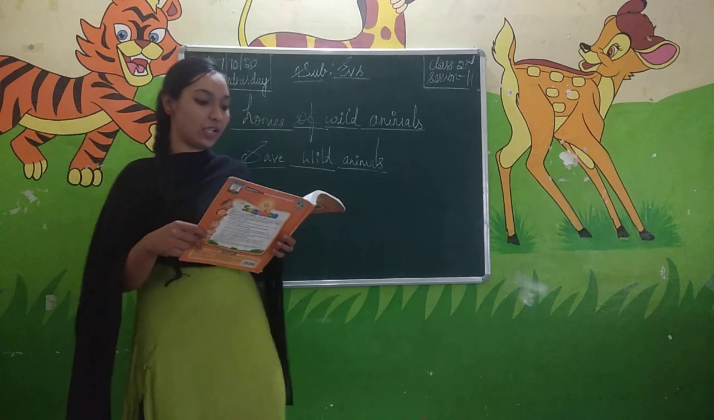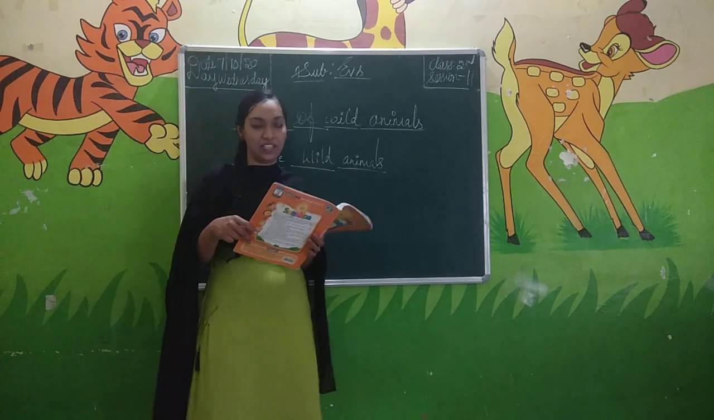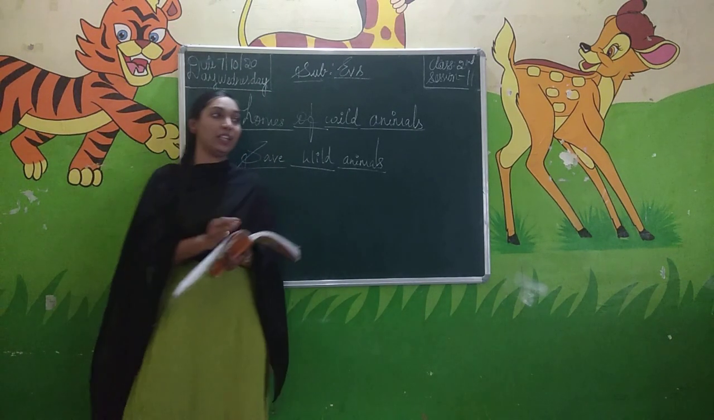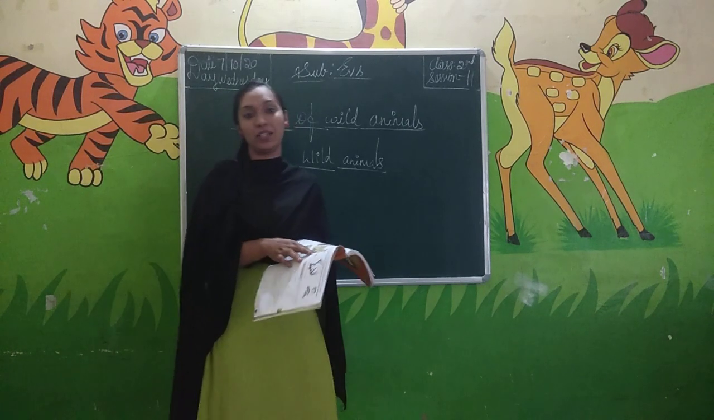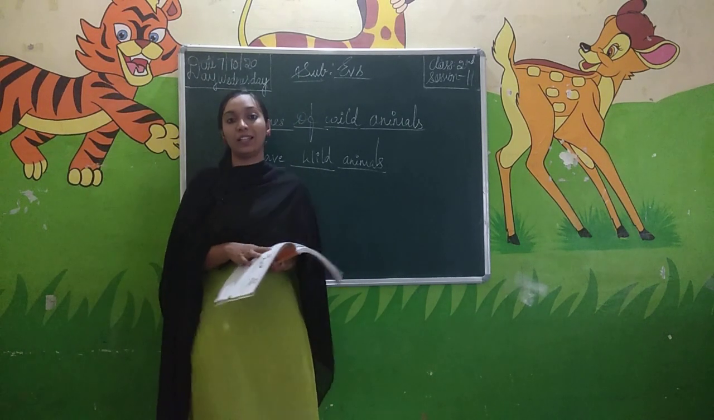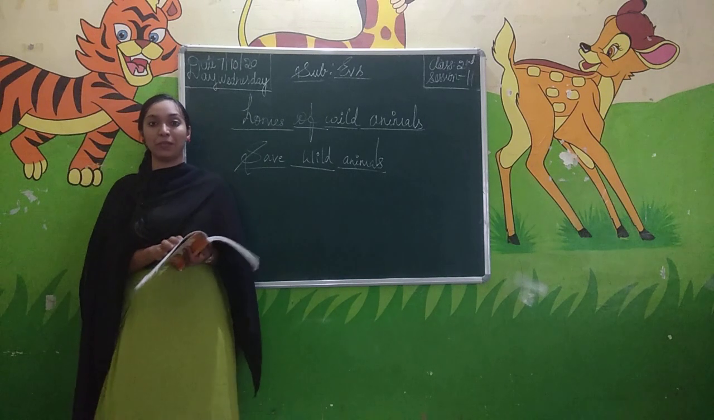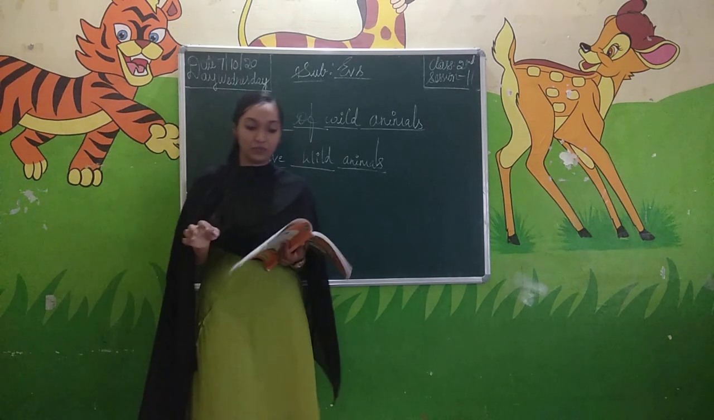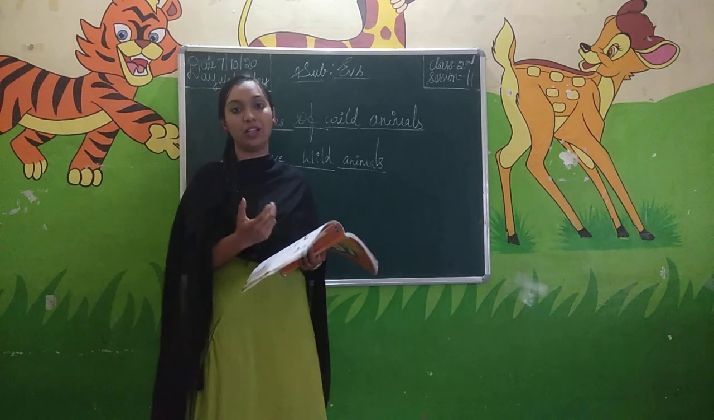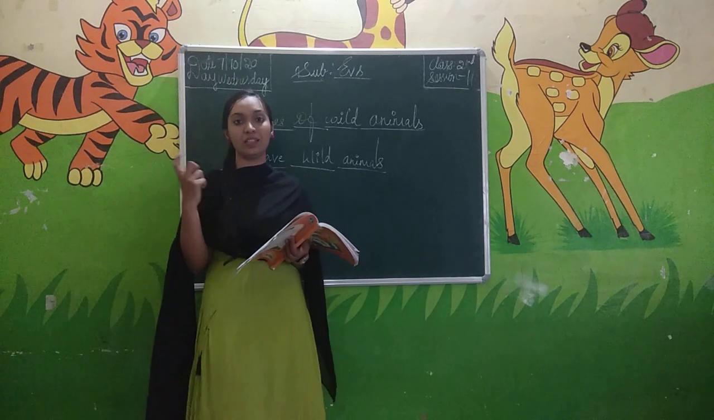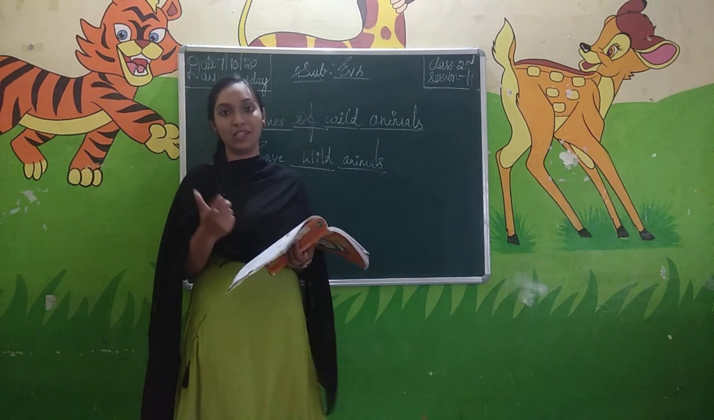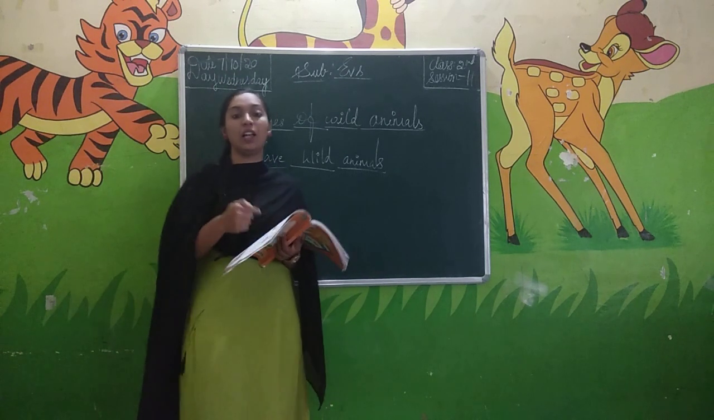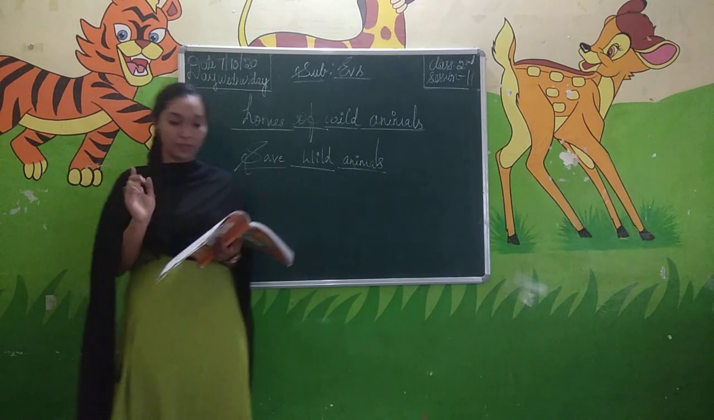So humans are destroying forests and killing animals for their greed. Children, it is a very bad thing human beings are doing. They are killing the wild animals and forests for their greed, for their own purpose. It is a very bad thing. Human beings are responsible for this.